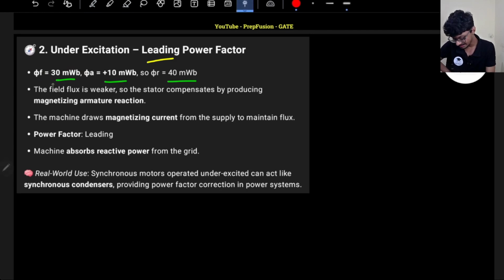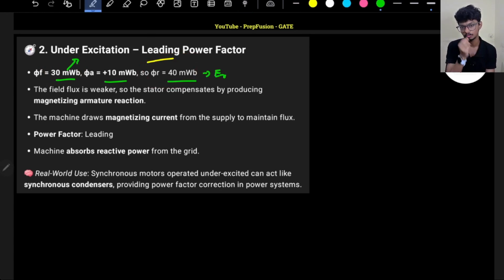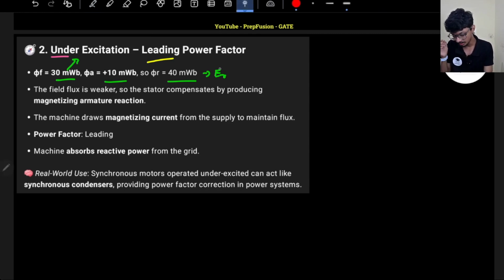So for less excitation in the field winding, I am getting the same resultant flux, that is the same voltage at the output. That's why this is known as under excitation. I don't need to excite my generator that high. Even without exciting my generator to a higher value, I am able to produce enough flux.